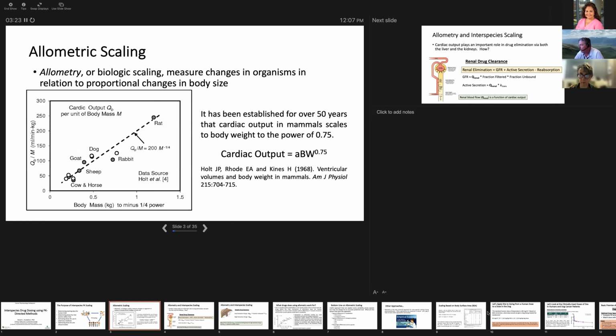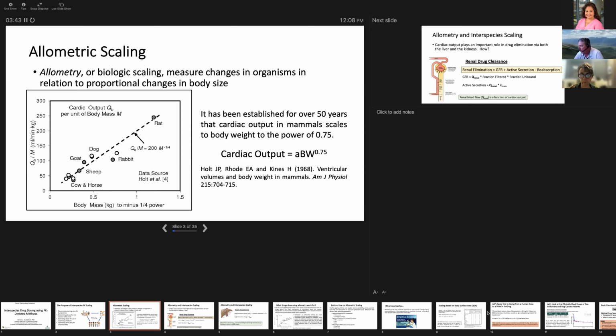Now, a lot of people, and I've heard this hundreds of times, when we're talking about scaling, they'll say, well, just use allometry. And I go, oh, okay. And allometry can be useful, and it's biological scaling, and it generally measures changes in organisms in relation to body size.